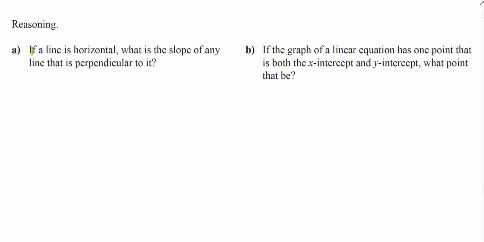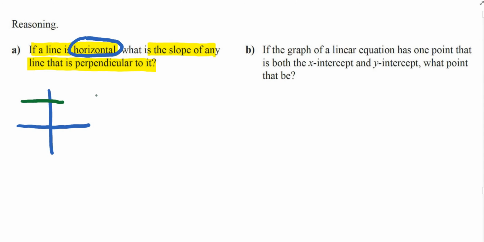So for question 8a, if a line is horizontal, what is the slope of any line that's perpendicular to it? Okay, so when you have a horizontal line, this slope is equal to 0. Now, if you want a line that's perpendicular to it, remember perpendicular means there's got to be this negative reciprocal relationship, right? So think of 0 as the same thing as 0 over 1. What is the negative reciprocal of that?